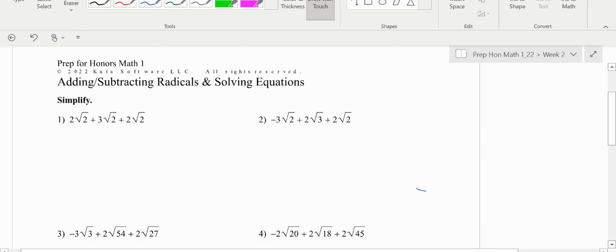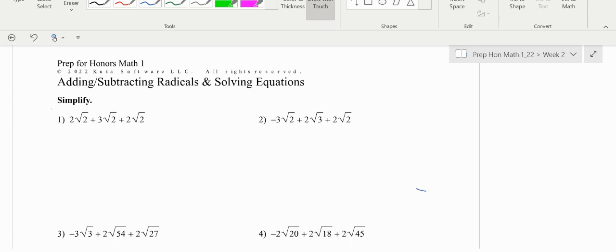In this video, we're going to be looking at adding and subtracting radicals and solving radical equations. So in the previous videos, we saw simplifying radicals, we saw multiplying and dividing radicals. Adding and subtracting radicals is actually very similar to how we would add and subtract polynomials or monomials. So we're looking at the idea of like terms.